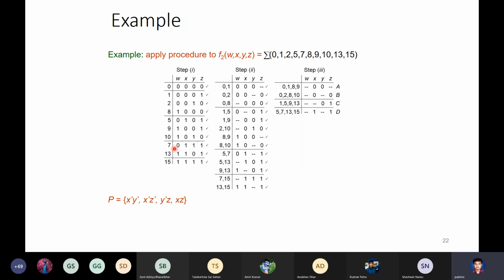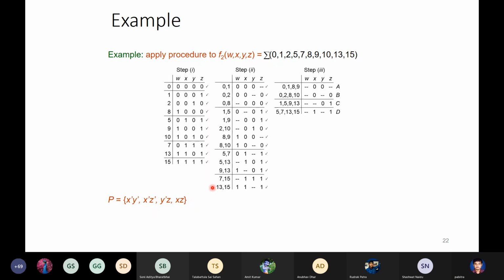Now next, 7, 13 with 15. 7 combines with 15. 13 combines with 15. They differ in exactly one position, so they are matching pairs. I put a hyphen in the differing position, and I put the rest of the values, and I get this. So I put a tick across this. Okay, so this is my step 2 table.